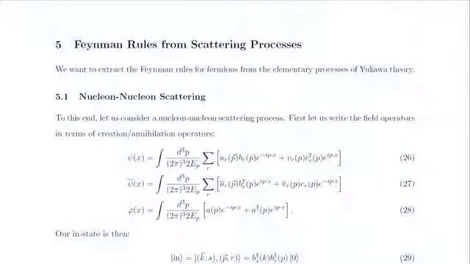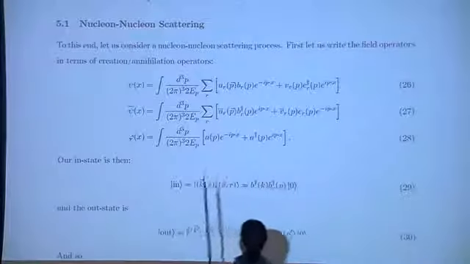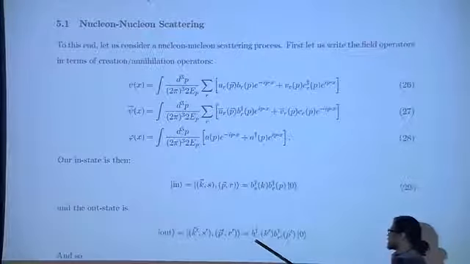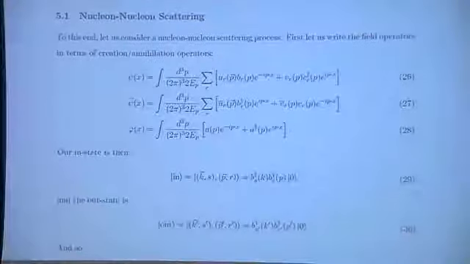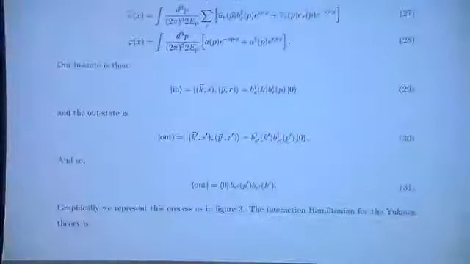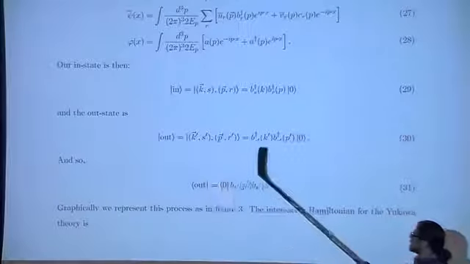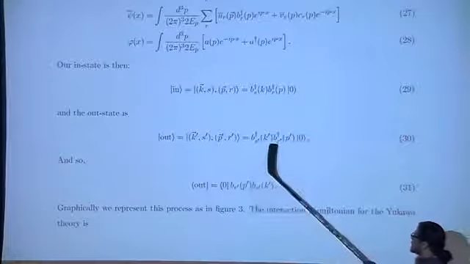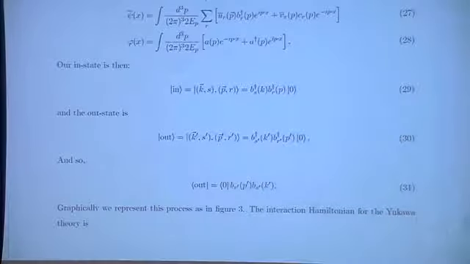Our in state is a two-particle state. Let's start with that. So we are interested in nucleon-nucleon scattering. So we have to create two nucleons, and the way to create them is by using the B dagger operator on the vacuum. And our final state is also two nucleons, so we create them in exactly the same way. And then we take the Hermitian conjugate of this, and therefore the creation operators become replaced by annihilation operators.